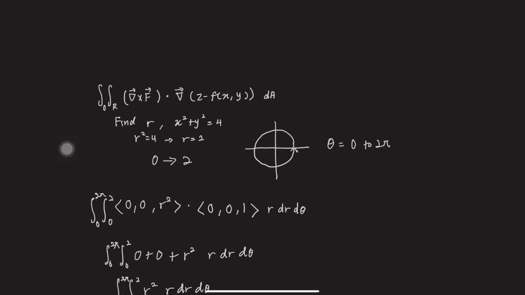Next, we need to find the limits for r and theta, because from dA we switch to dr d theta, since in this question we use polar form. So how to find r? From the equation x squared plus y squared equal to 4, we know that r squared is equal to 4, so r equals 2. So the limit for r is from 0 to 2. And the circle in this question is oriented counterclockwise. So this is how the graph looks. So theta is from 0 to 2 pi.